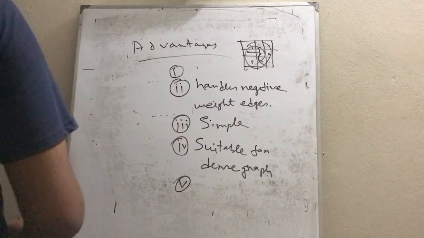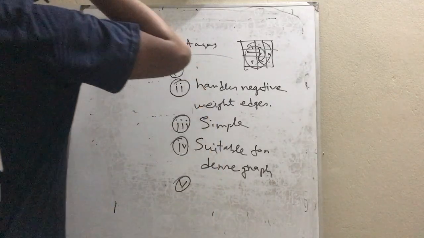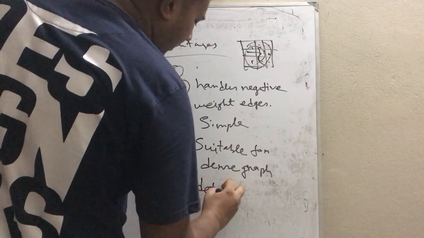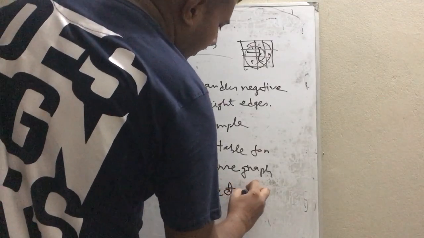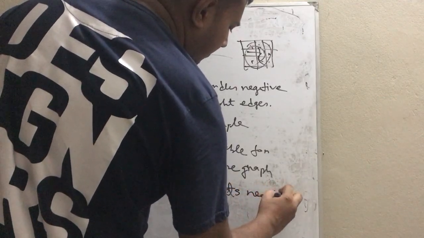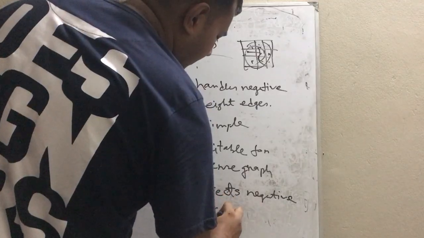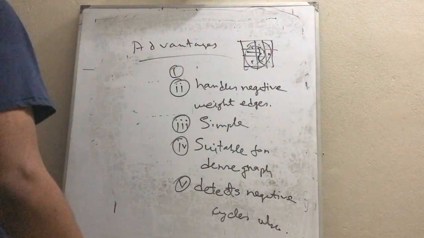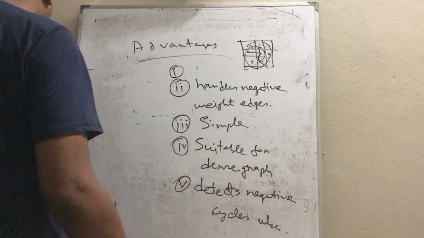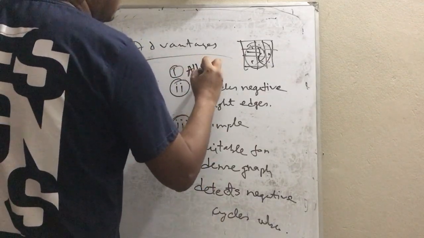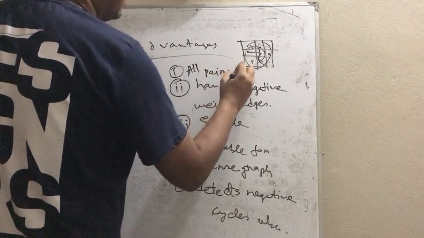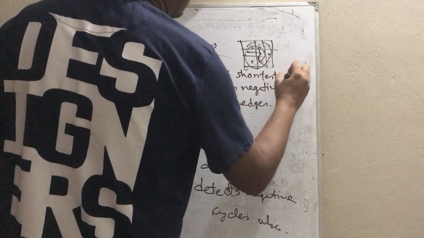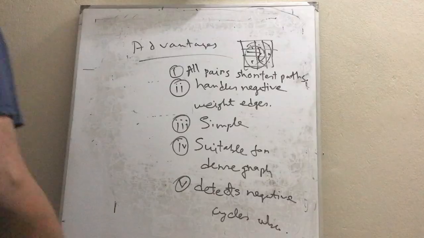Now it can detect negative cycle. Detects negative cycles also. So all pairs shortest paths.